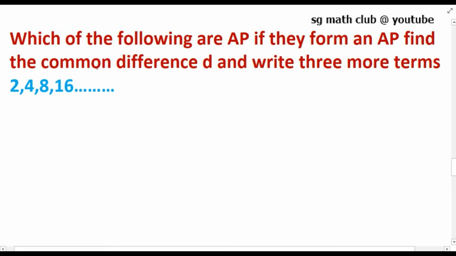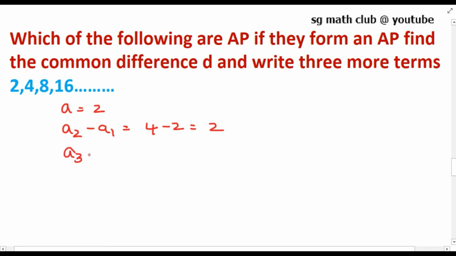So which of the following are AP, and if they form an AP, we need to find the common difference and we need to write 3 more terms. First one is 2, 4, 8, 16. So the first term is 2. We need to find the common difference. So A2 minus A1, 4 minus 2 is 2.